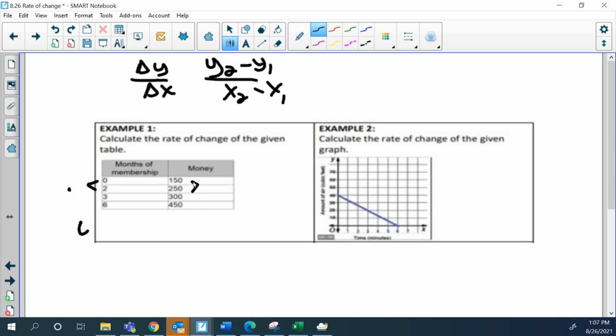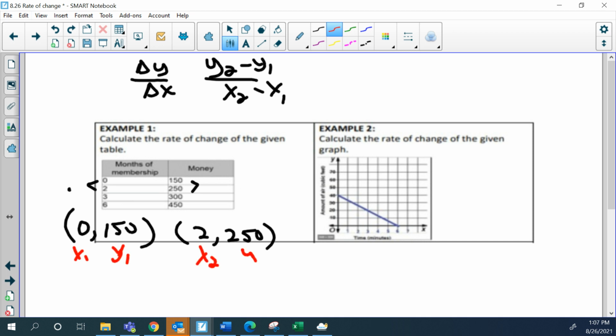And so let's pick our 2 points. Let's go with 0, comma 150, so my first point, and my second point, let's make it 2, comma 250. All right, and so let's label my points. This is my x1, this is my y1, this is my x2, and that's my y2. And so if we use the slope formula, which is m is equal to y2 minus y1 over x2 minus x1.